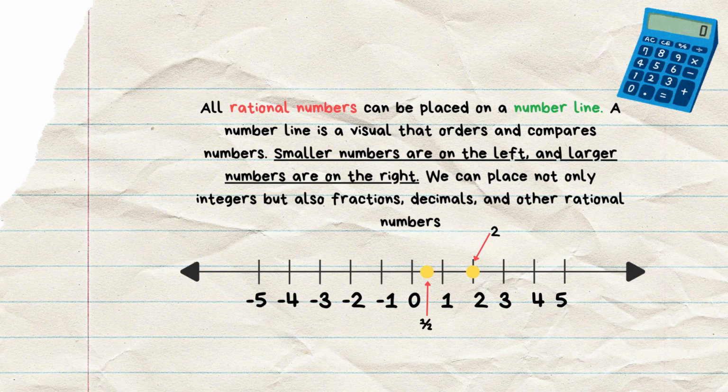Here I have two examples. There's a yellow dot at 2, and that represents a number that is larger than 1 but also larger than 0 and is placed to the right of those numbers. And then we have the number 1/2, showing that we could also place fractions and not only integers.